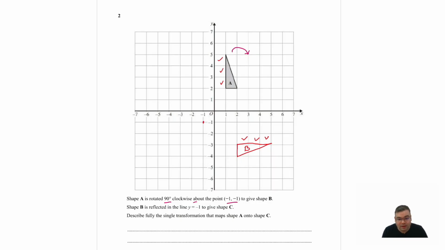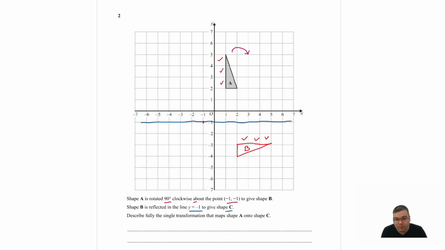Now after that it's saying shape B is reflected in the line y = -1 to give shape C, right? So first of all we need to draw the line y = -1. So I'm just drawing it roughly. Okay, you can draw it with the help of a ruler. So here we can see we have drawn this line y = -1. We need to reflect along this line.